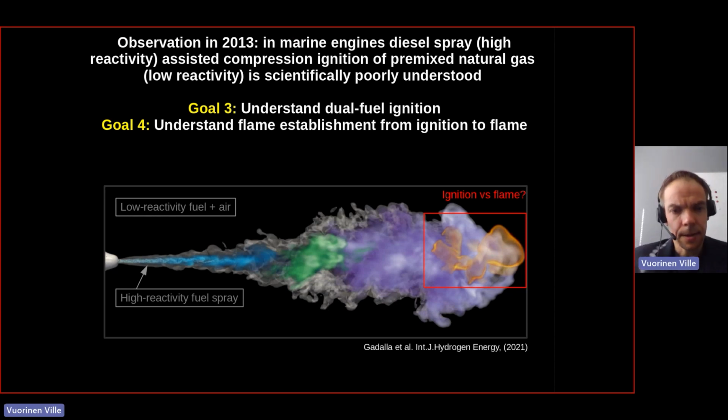And in this visualization from 2021, our recent results, we have been studying the dual fuel spray assisted ignition of low reactivity fuels. So you see a high reactivity fuel spray and development of intermediate radicals, and eventually you see ignition typically in the spray tip. And now the question here is, what is the difference between ignition and a flame?